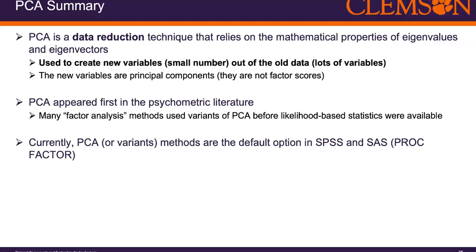So in summary, principal components analysis is a data reduction technique that relies upon the mathematical properties of eigenvalues and eigenvectors. We use it to create new variables, a smaller number, out of the old data, where we have lots of variables. And the new variables are called principal components. They are not factor scores themselves. PCA appeared first in the psychometric literature, and many factor analysis methods used variants of PCA before we understood likelihood-based statistics. And you can find principal components analysis as a default option for factor analysis in SPSS and SAS still, if you use those programs.